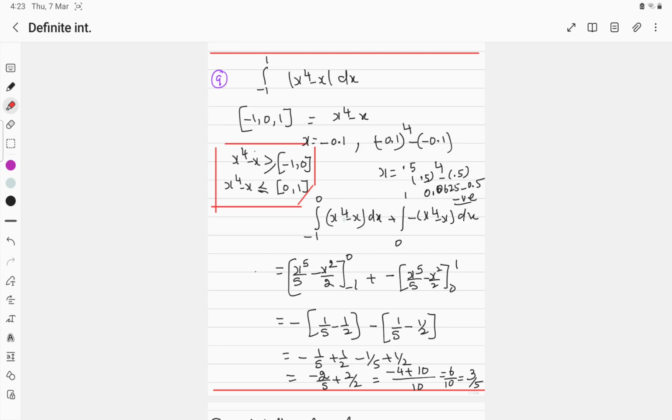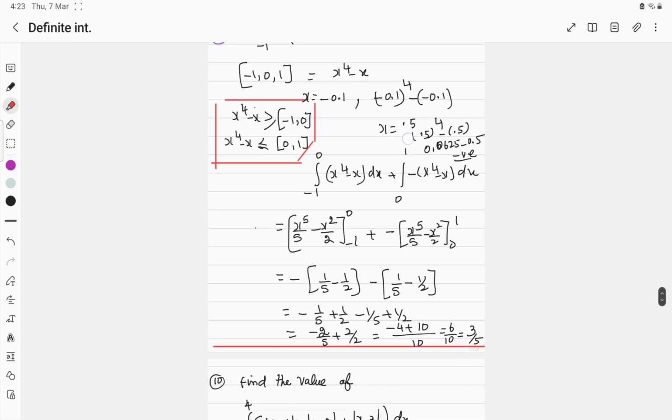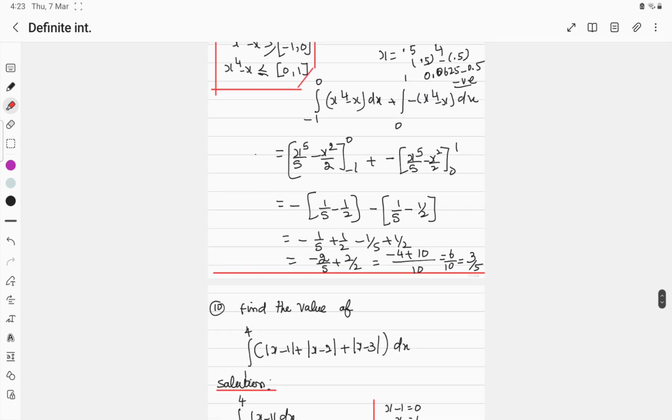X power n, we use n plus 1 by n plus 1. Therefore, x power 5 by 5 minus x square by 2. Then using the limit, here -1 to 0, here 0 to +1. We get the answer 3/5.